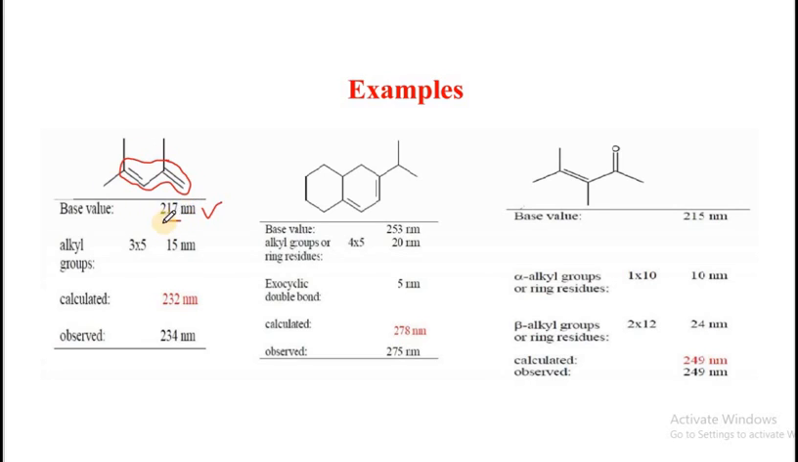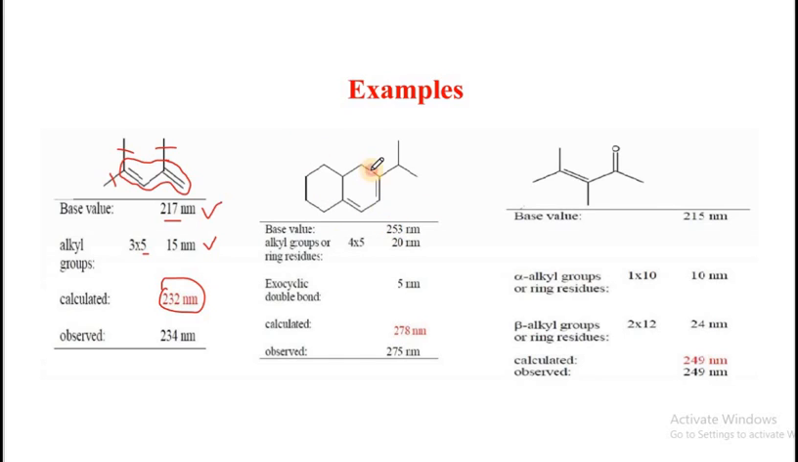So suppose we are using 270 nanometer, and the substituents or groups attached to this system are one alkyl group, another alkyl group, and another alkyl group. So 3 alkyl groups are present. So 5 nanometer for each, that is 15 nanometer, and adding this we get 232 nanometer. If we take 215 nanometer, then we will get 230. That is also correct.